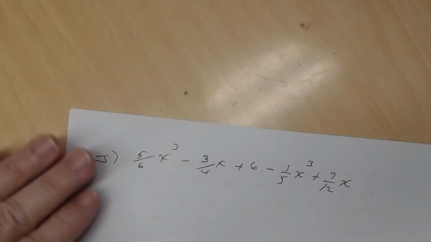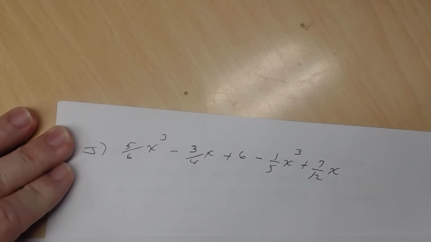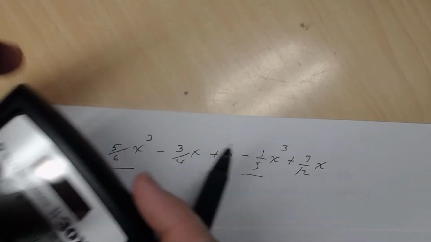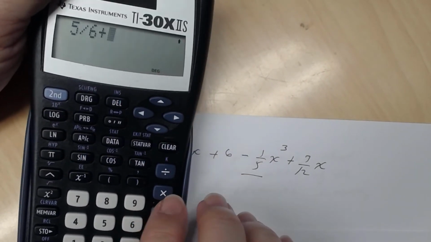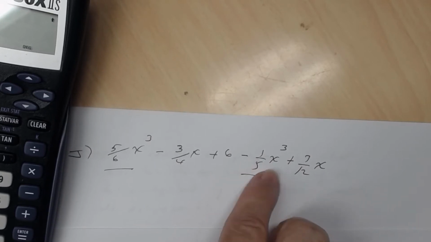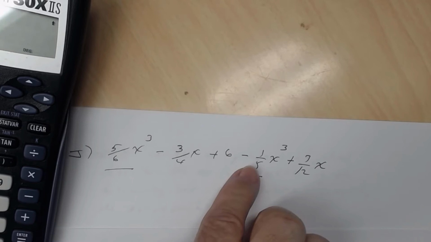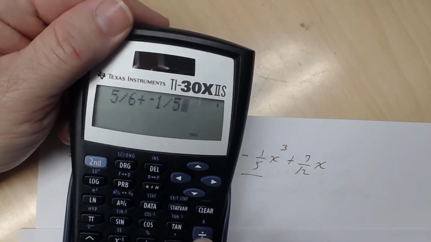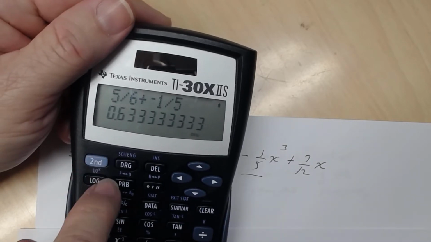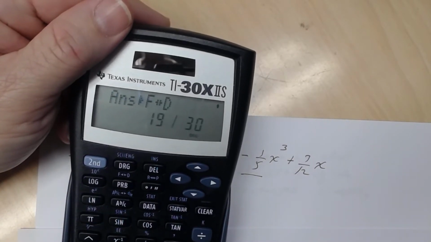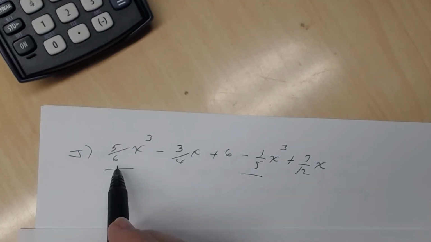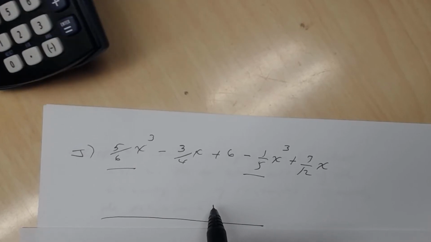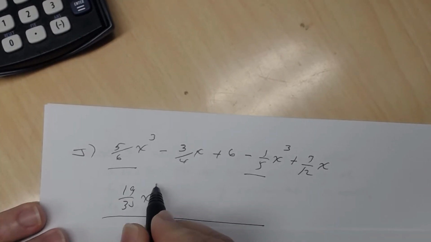Let's look at letter J. We're going to do the same thing. We're going to underline our like terms. So we have an x cubed and we have another x cubed. All right, so use your calculator. You're going to say 5 divided by 6 plus, this coefficient is not 1/5. This coefficient is a negative 1/5. This term here is a negative 1/5 x cubed. So you can say plus a negative 1 divided by 5, press equal. So there's a decimal, so change it to a fraction. That's second PRB. Press equal, and you get positive 19/30. So 5/6 x cubed and a negative 1/5 x cubed is 19/30 x cubed.